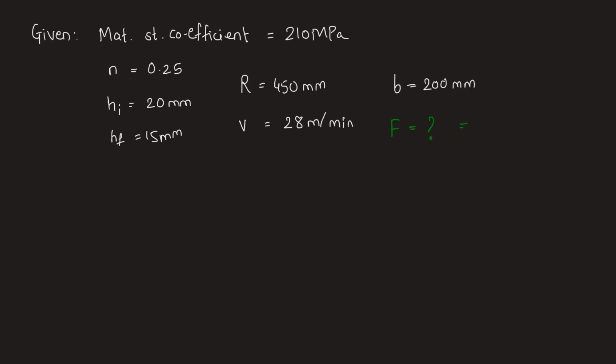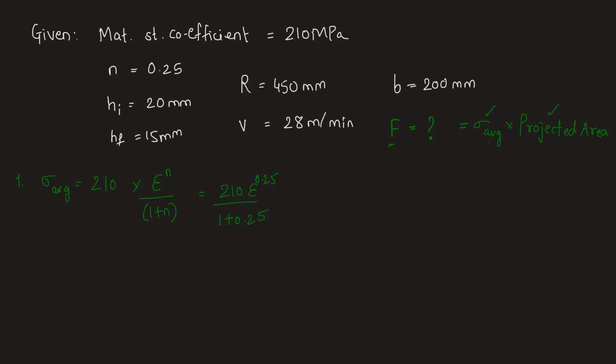So rolling force will be simply given by average flow stress, let's write it as sigma average, into the projected area. We need to find out both these quantities in order to find the rolling force. So first, we'll aim for finding out the average flow stress. As per the given formula, it is material strength coefficient, which is 210 megapascal, into the true strain, let's denote it by epsilon, to the power n divided by 1 plus n. And n is given to be 0.25. So this will be 210 times epsilon raised to 0.25 divided by 1 plus 0.25.